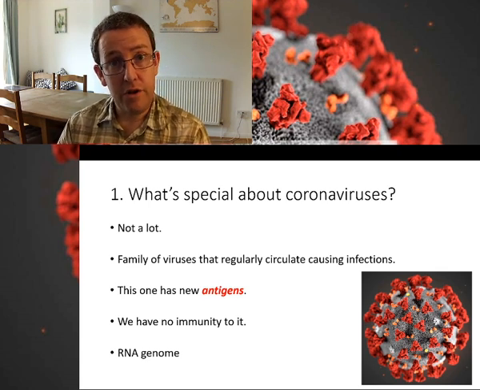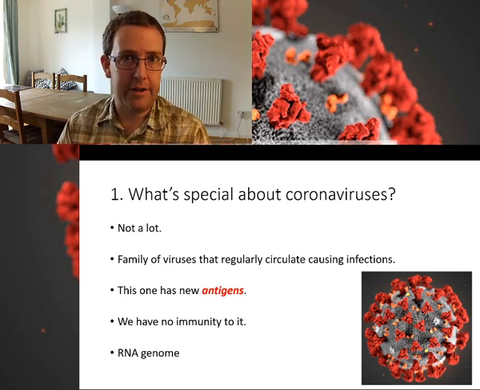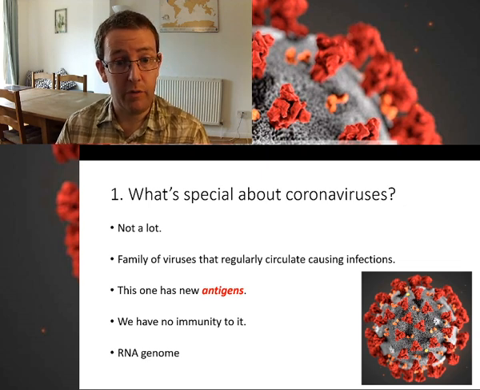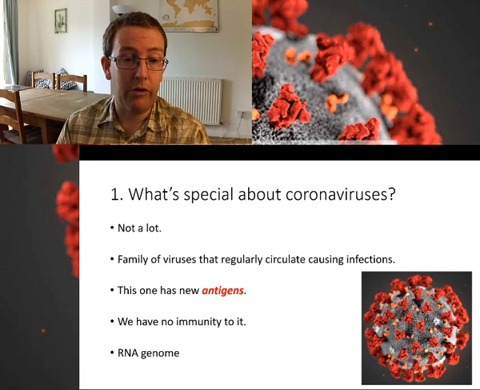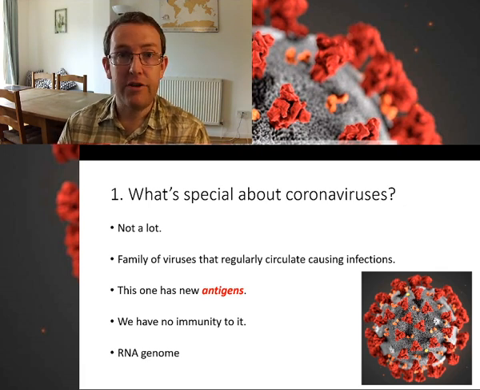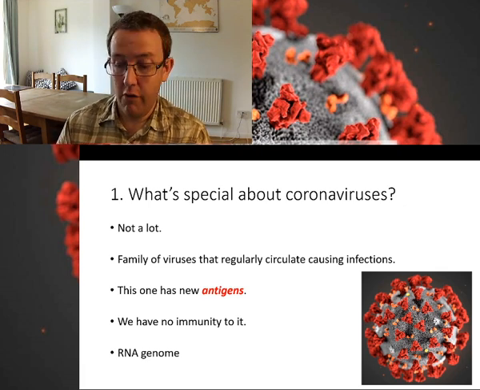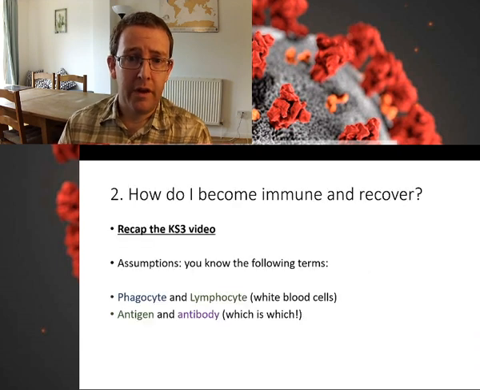The thing that's new about this one, and we covered this more in the first video, is this one has got new antigens. Now, I am assuming that you understand what we mean by that term. So this one's got new antigens. It's a new variant on the outside of the viral particle there, which means we have no immunity to it. And as an interesting point, coronaviruses don't use DNA in their genome. They use RNA instead. They are RNA viruses. So that's question number 1.